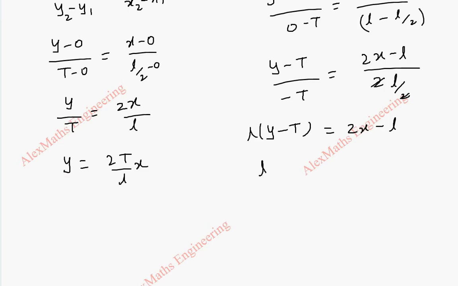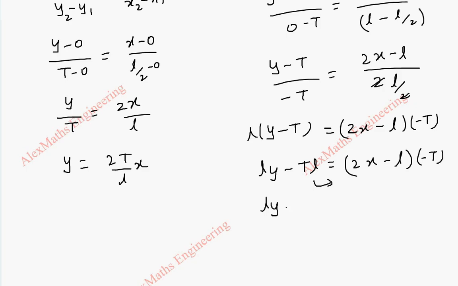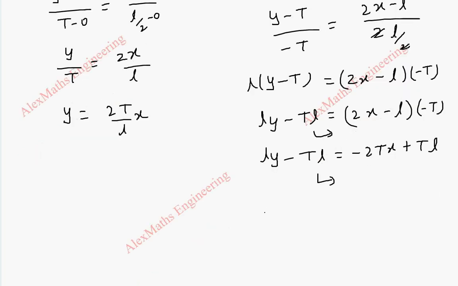So now this is Ly minus TL equal to 2x minus L. I can take this to the other side and even here when I cross multiply minus t will be coming. So here also minus t will be coming. So if I write Ly minus TL equal to minus 2tx plus TL. So I have to take this term to the other side. So Ly equal to, if I take this to the other side, it is TL. Already there is one more TL. Then minus 2tx. So this is Ly equal to 2TL minus 2tx.